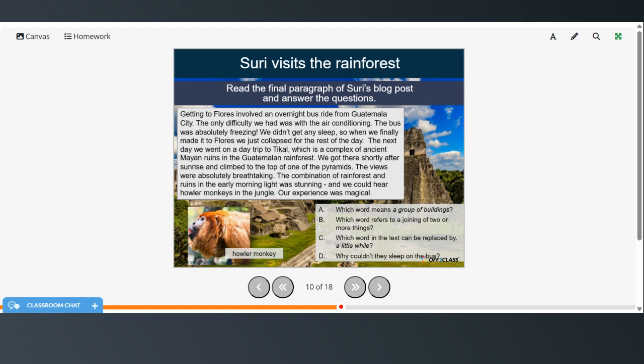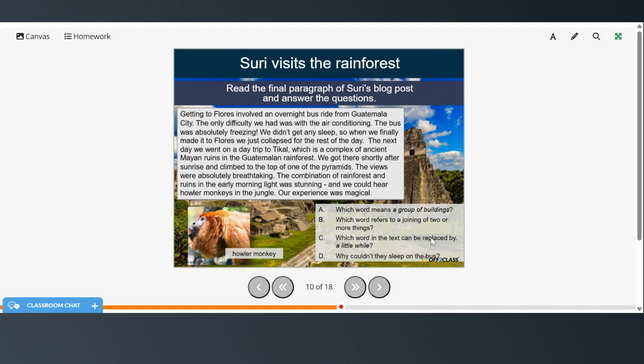We got there shortly after sunrise and climbed to the top of one of the pyramids. The views were absolutely breathtaking. The combination of rainforest and ruins in the early morning light was stunning. And we could hear howler monkeys in the jungle. Our experience was magical.